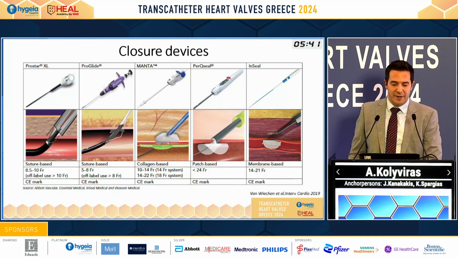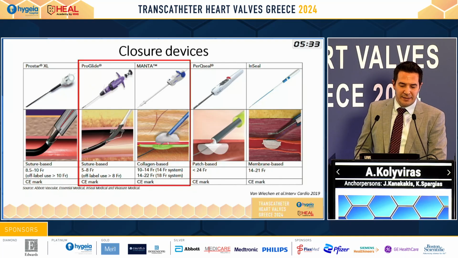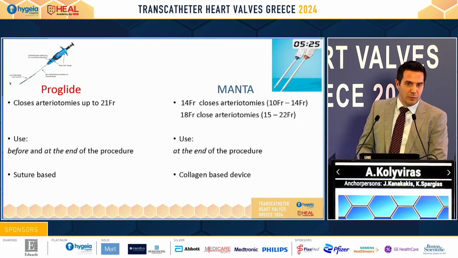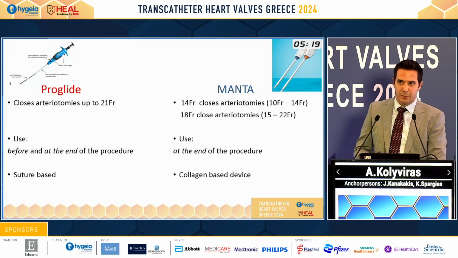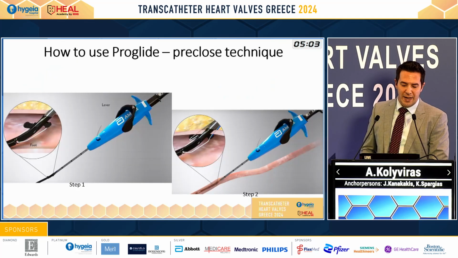To move on, closure devices. There are different ways to achieve hemostasis of the vessel. We use ProGlide or Manta in daily practice. And a few words for these closure devices. ProGlide can close arteriotomies up to 21 French, but we have to use it in 2 steps: at the beginning of the procedure to make the pre-close technique, and at the end of the procedure to manage the sutures. This is a suture-based technique. Otherwise, the Manta can close arteriotomies up to 22 French, and we use it at the end of the procedure. It's a collagen-based device.